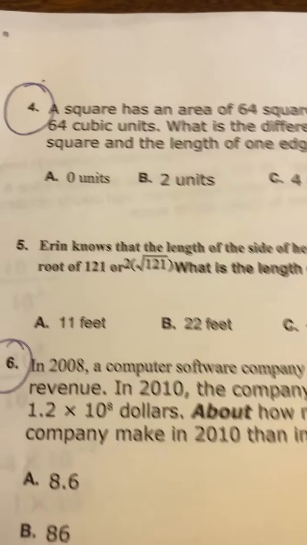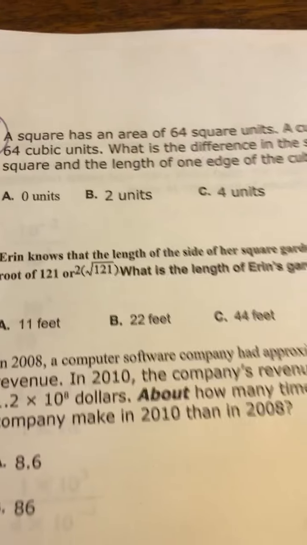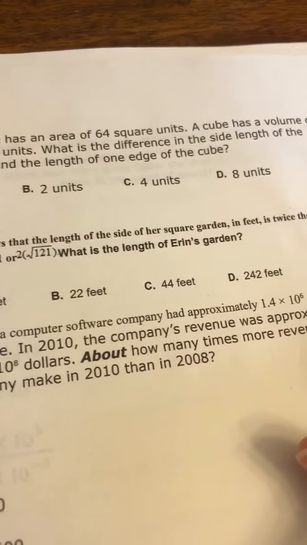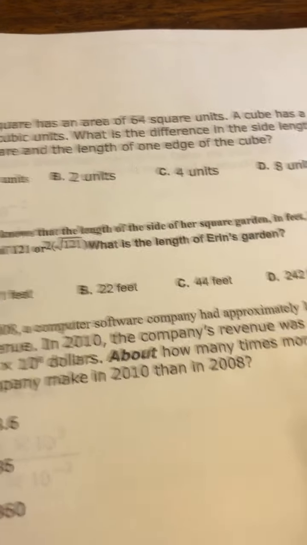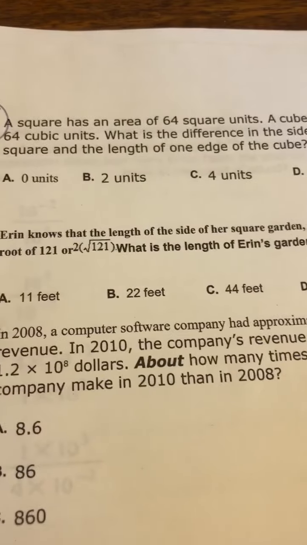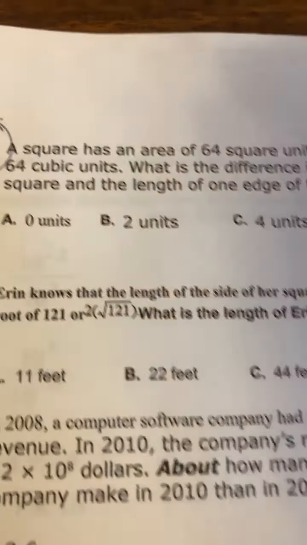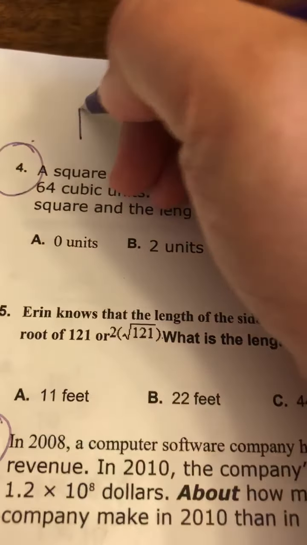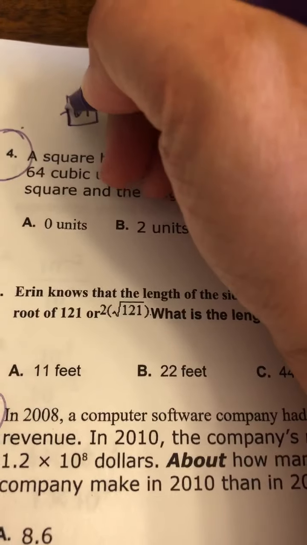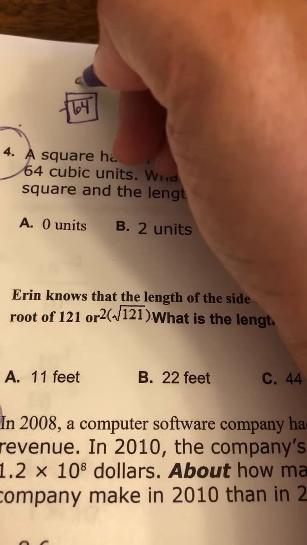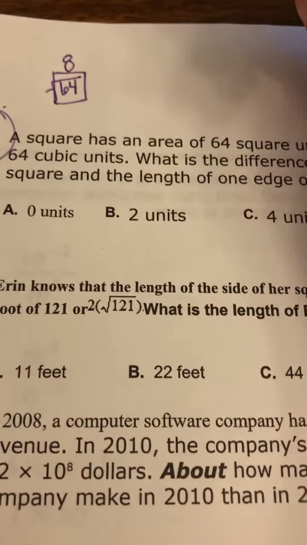Number 4, a square has an area of 64 square units, and a cube has a volume of 64 cubic units. What is the difference in the side length of the square and the length of one edge of your cube? So if you have a square and the area is 64, you would just do the square root to get one side, and that would be 8, right?